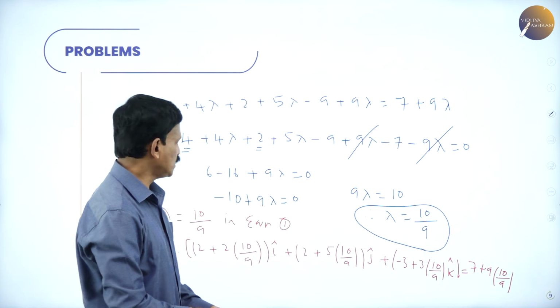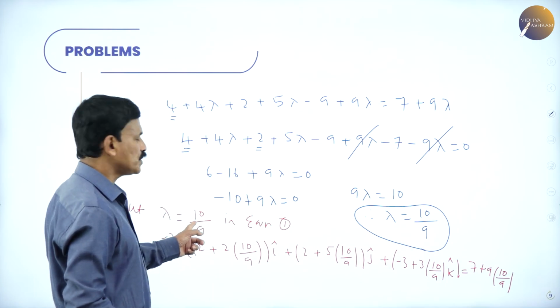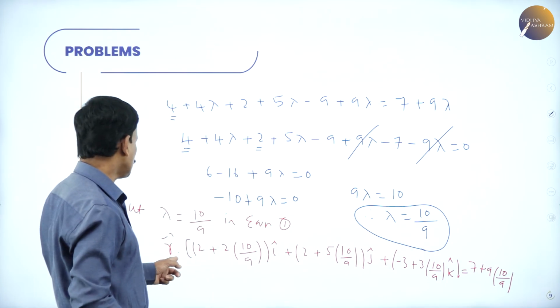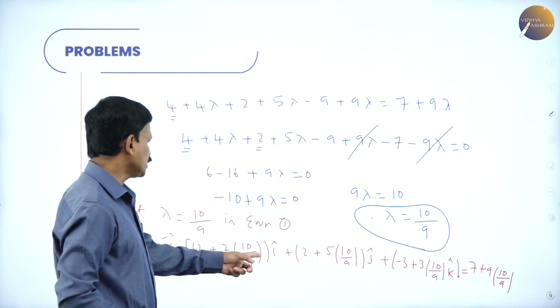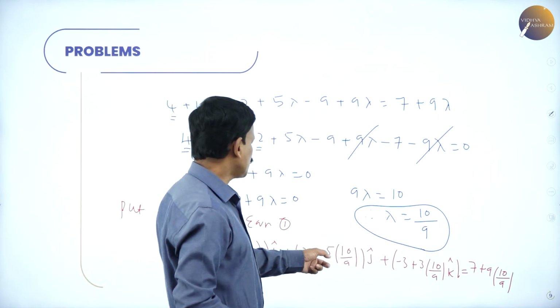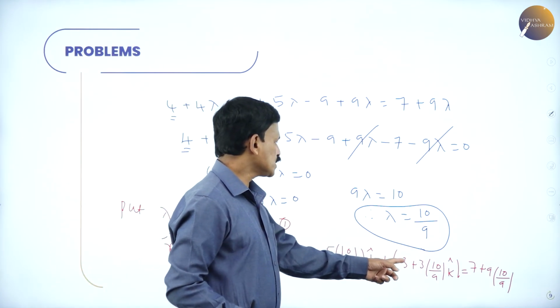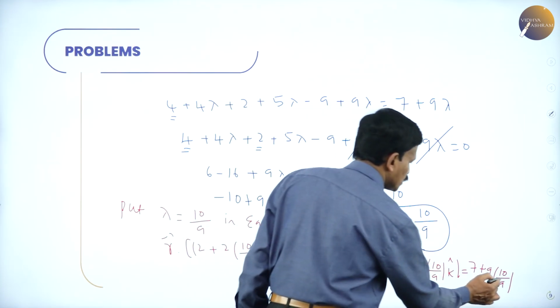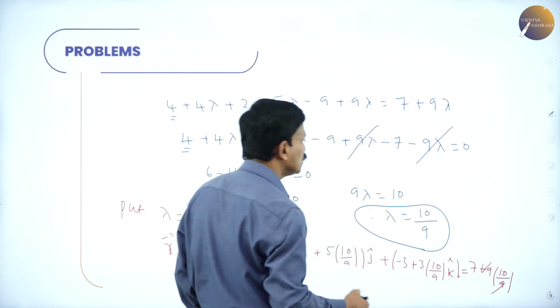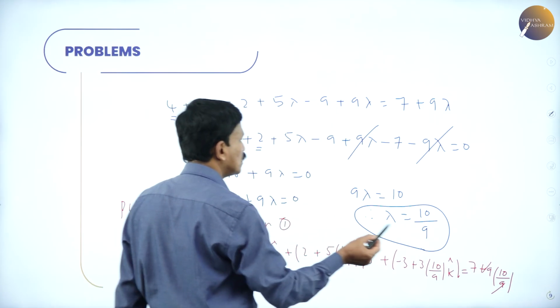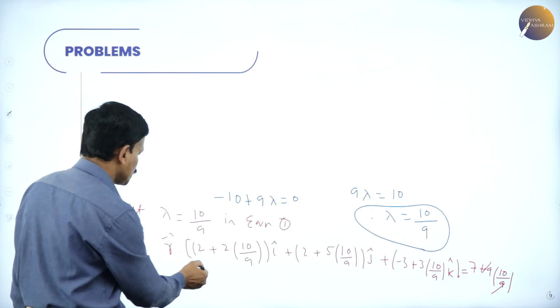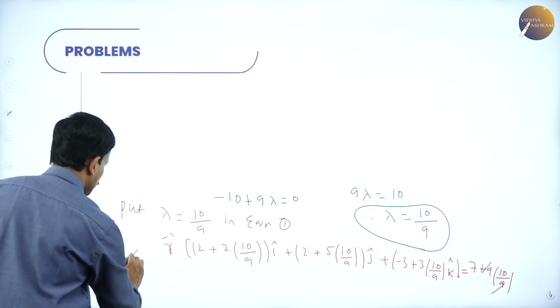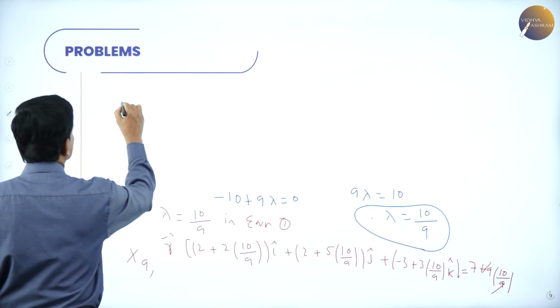Simplify this. See here, substituting the value of lambda equal to 10 by 9 in equation number 1: r dot (2 plus 2 into 10 by 9) i plus (2 plus 5 into 10 by 9) j, minus 3 plus 3 into 10 by 9 k, is equal to 7 plus 9 into this. This 9 and 9 gets cancelled. Simplify, we will get the answer. From this equation, multiply by 9. If you multiply by 9, what will we get?